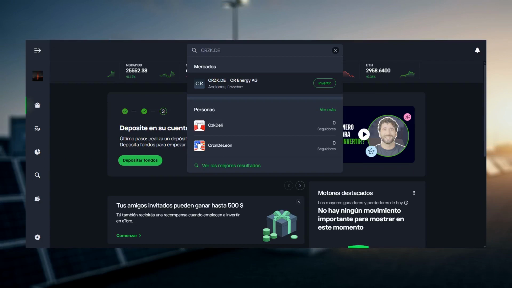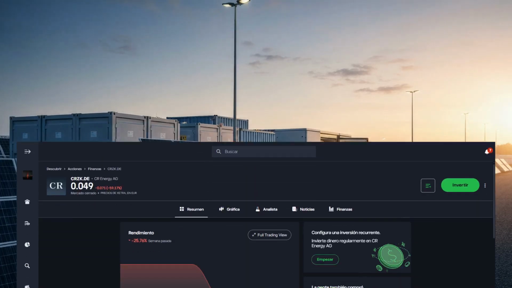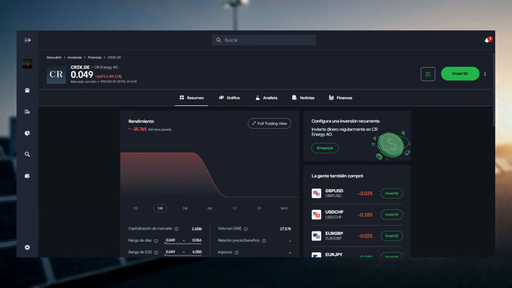CRZK.DE to locate CR Energy AG. Confirm you have selected the Xetra listing with the matching company name. On the asset page, review the company profile and study the price chart to see recent movement. Make sure the page clearly shows CR Energy AG and the Xetra listing before proceeding.